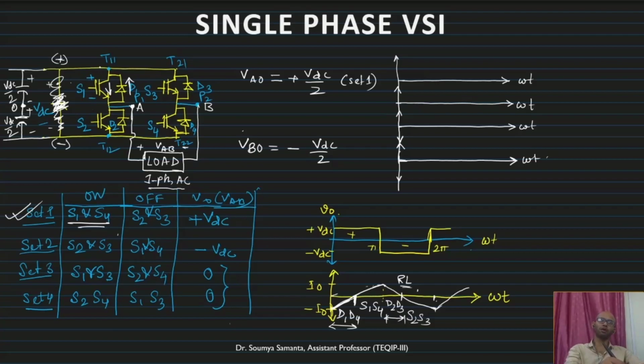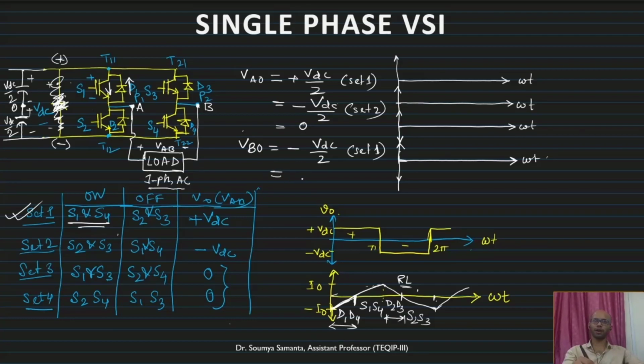So if S1 is turned on, the T1 or the plus VDC will be connected here to the pole A, and S4 is turned on. So the negative DC bus voltage will be connected with the pole B. So we are getting minus VDC by 2 for set 1. Now for set 2, similarly we will get minus VDC by 2. And for set 3 and 4, we will get 0 because we are freewheeling.